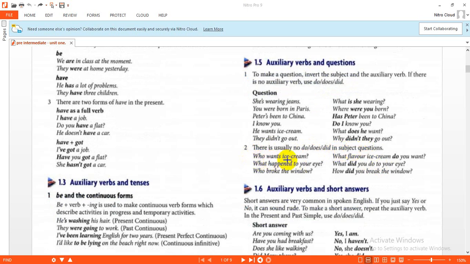There is usually no do, does, did in subject questions. Who wants ice cream? What flavor ice cream do you want? What happened to your eye? What did you do to your eye? Who broke the window? Who did you break the window?